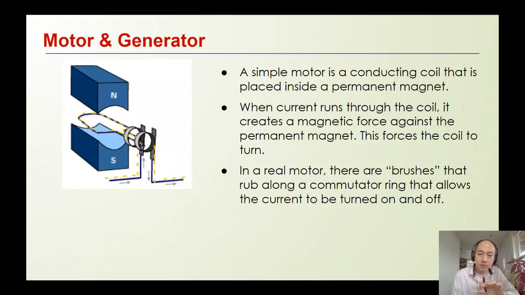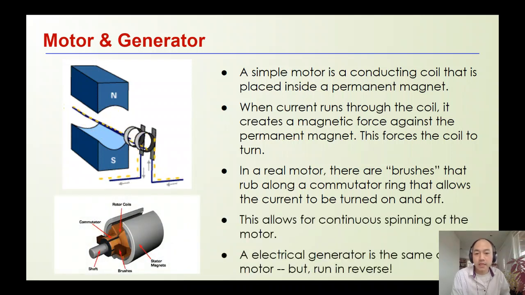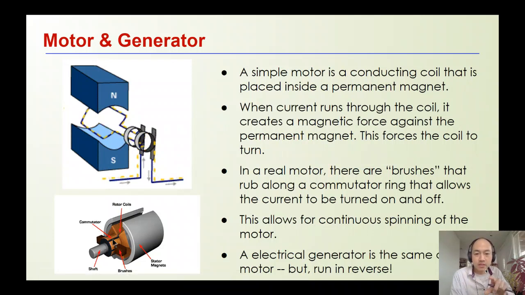Because it will pull it and then it doesn't keep moving. So there are what they call a commutator ring and brushes. In this diagram here, you'll see that there is what is called a commutator ring. It's split, and then these brushes here make contact with that ring, and that basically turns the coils on and off, and it allows it to basically pull and pull and pull the coil, so that creates a continuous spinning motion in that motor.